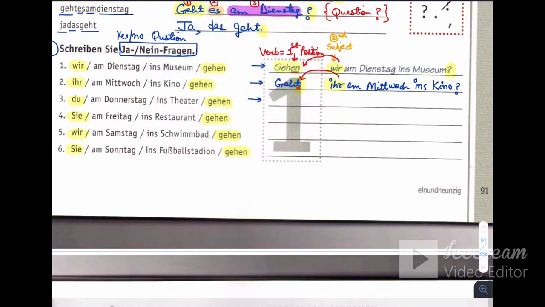Okay. Third one, du is there. Okay, the subject here is du. So gehst du am Donnerstag ins Theater. Clear? Now why is it st ending here? Because with du our ending is st. Again conjugation grammar. Clear? And again question form, question form.